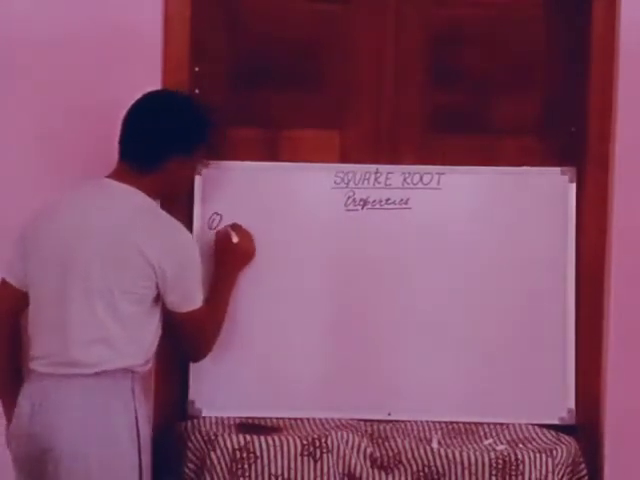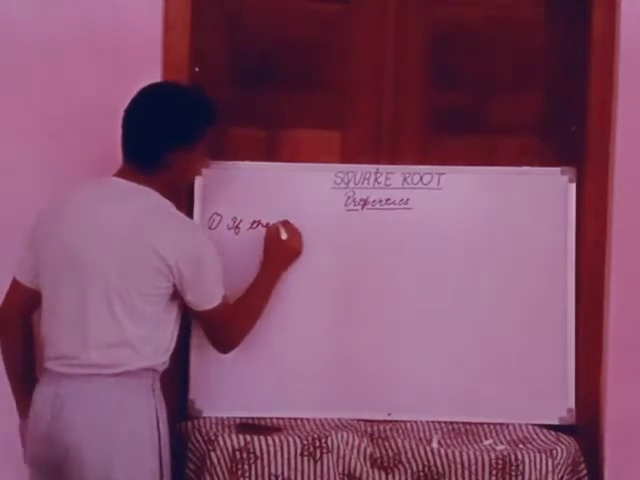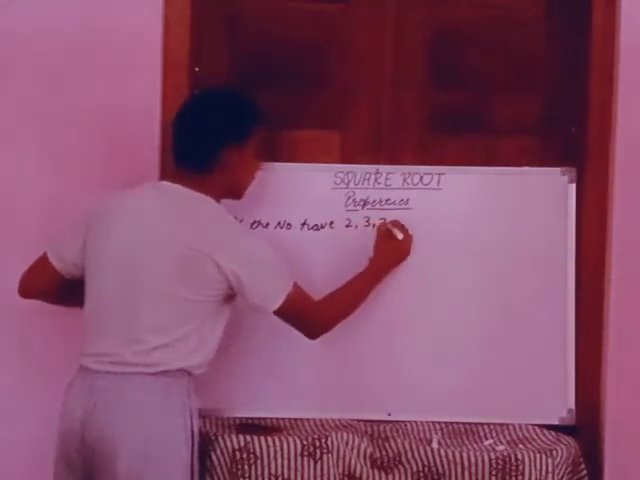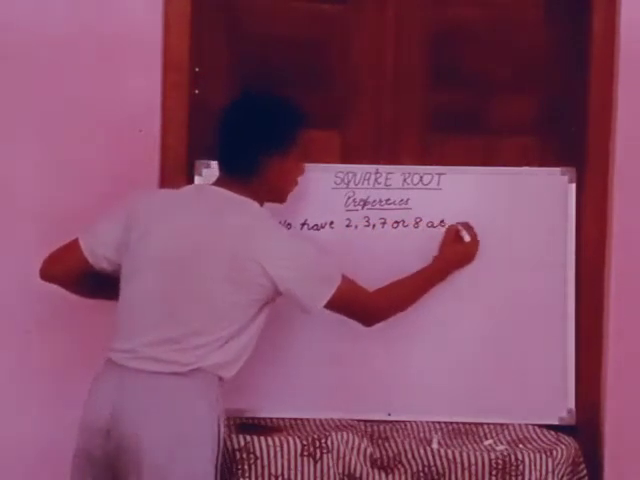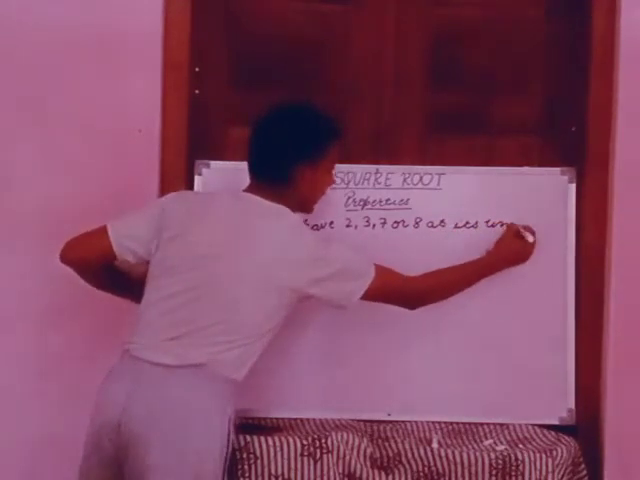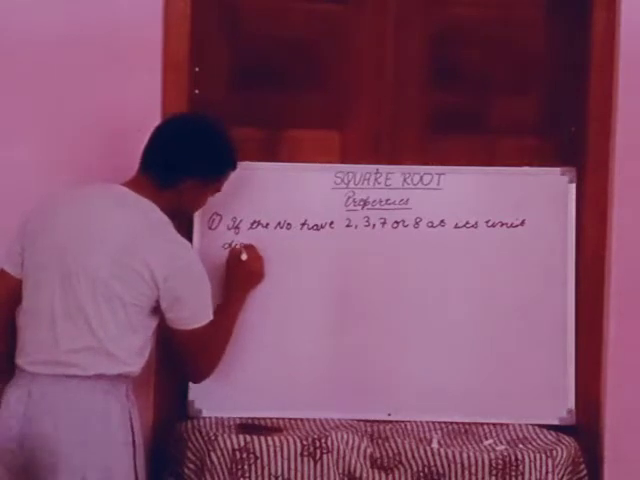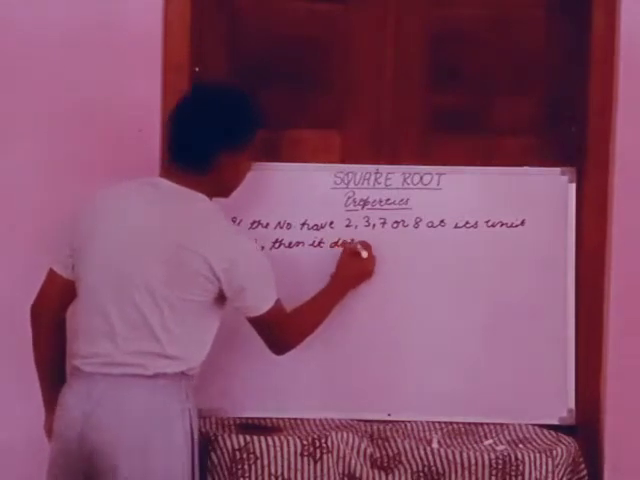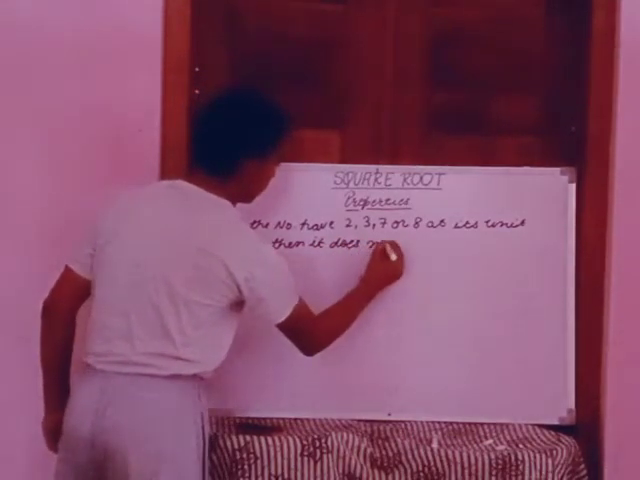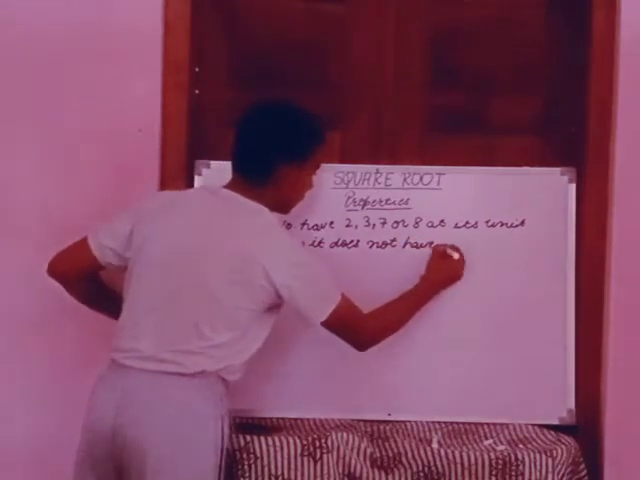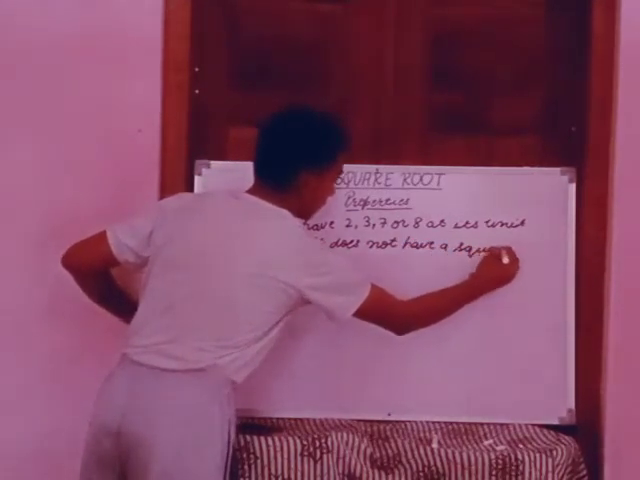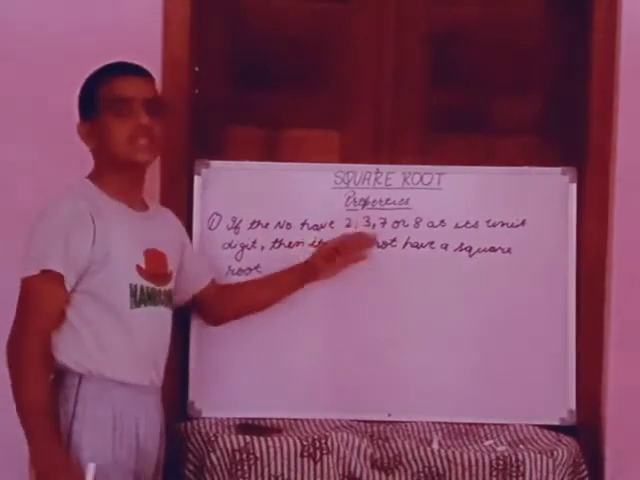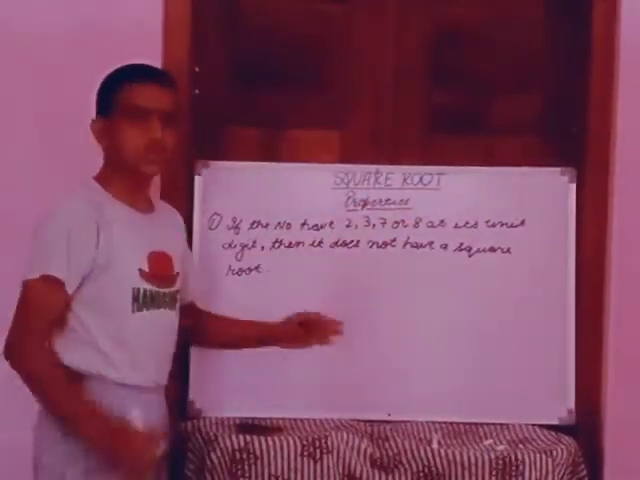First property is that if the number has 2, 3, 7 or 8 at its unit digit, then it does not have a square root.